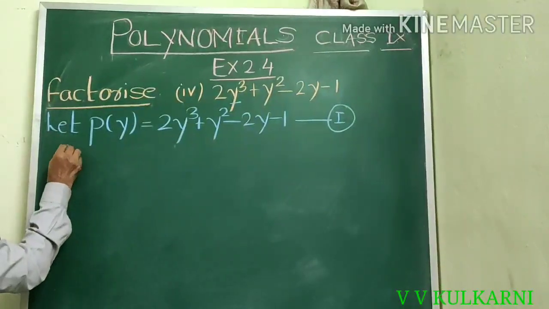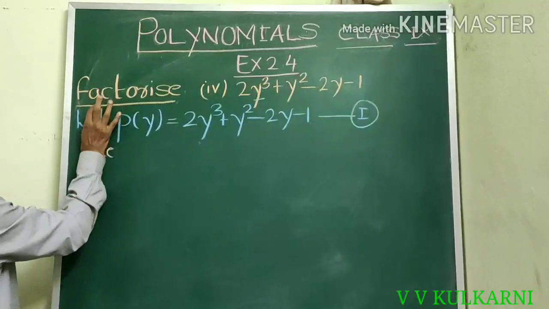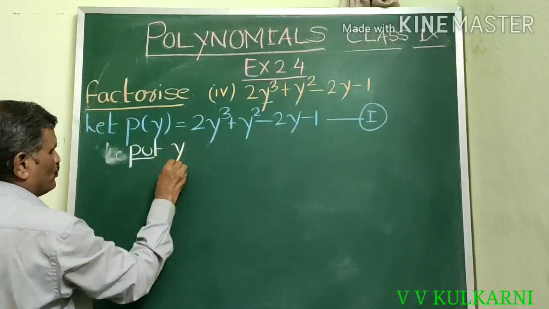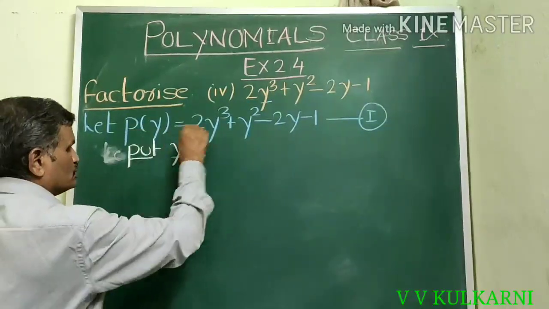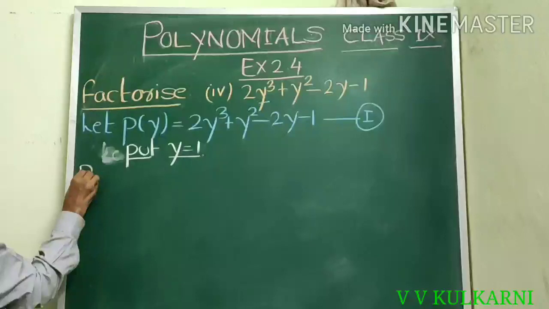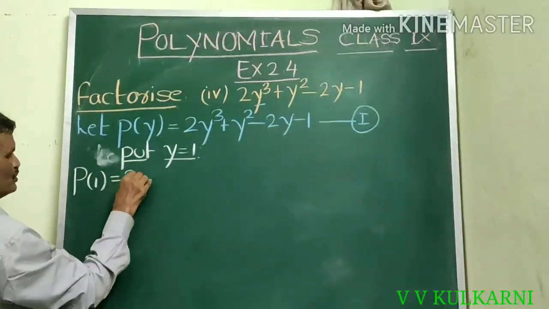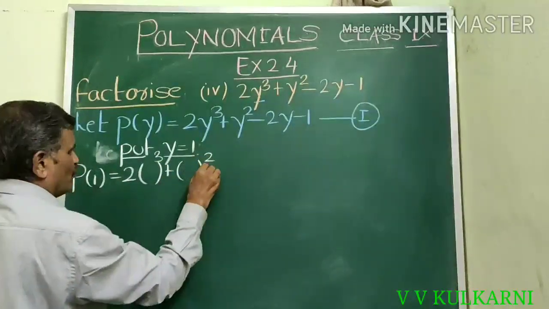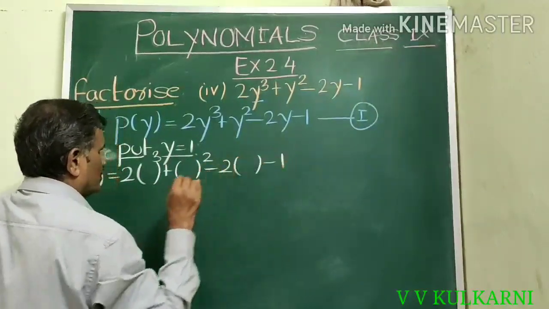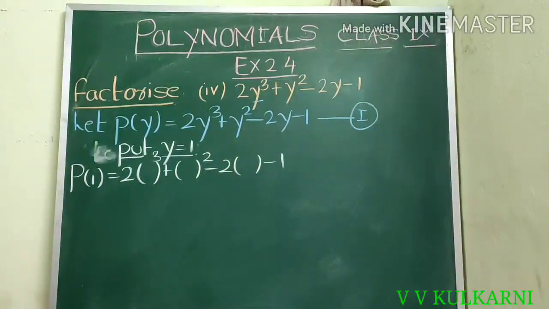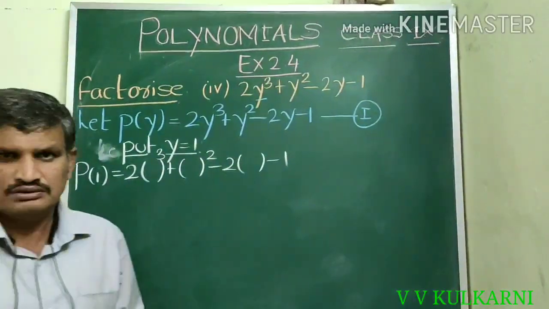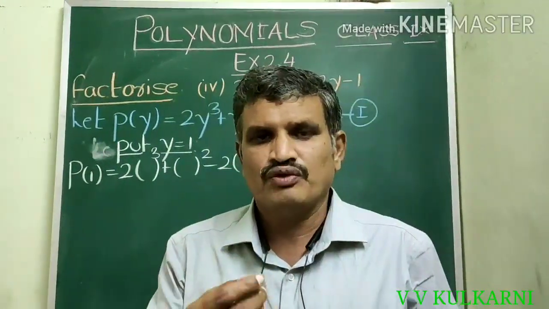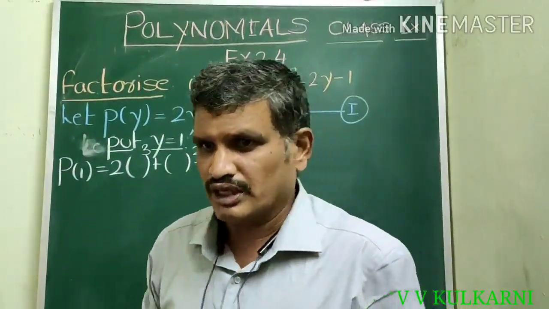Now here I'll just simply put y equal to 1. Let us see what happens if I put y equal to 1 in this given polynomial. In that case p at 1 will be equal to 2 into, wherever y is there, in place of y you have to put 1. It is not necessary that you must put 1, but I am trying here to see whether the polynomial becomes 0 if I put y equal to 1. Let me see what happens.